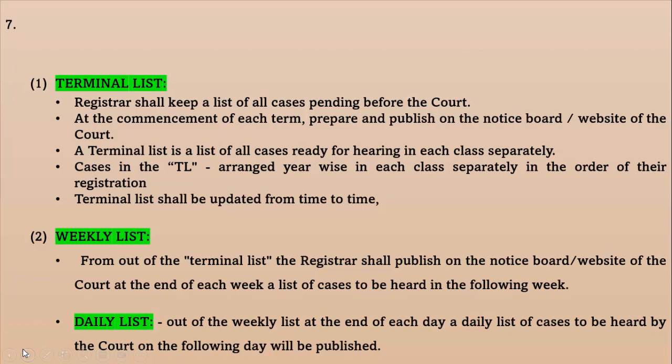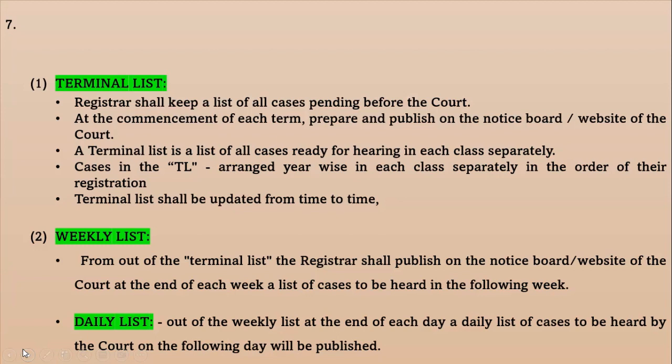So sub-rule 1 of Rule 7 provides for terminal list. In general, the registrar shall keep a list of all cases pending before the court. When a term commences, he shall prepare and he shall publish on the notice board or the website of the court. A terminal list is basically a list of all cases ready for hearing in each class separately. And cases in the terminal list are arranged year-wise in each class separately in the order of their registration. And it is duty of the registrar to update it from time to time. Now let's see what is Rule 7 Sub-Rule 2.